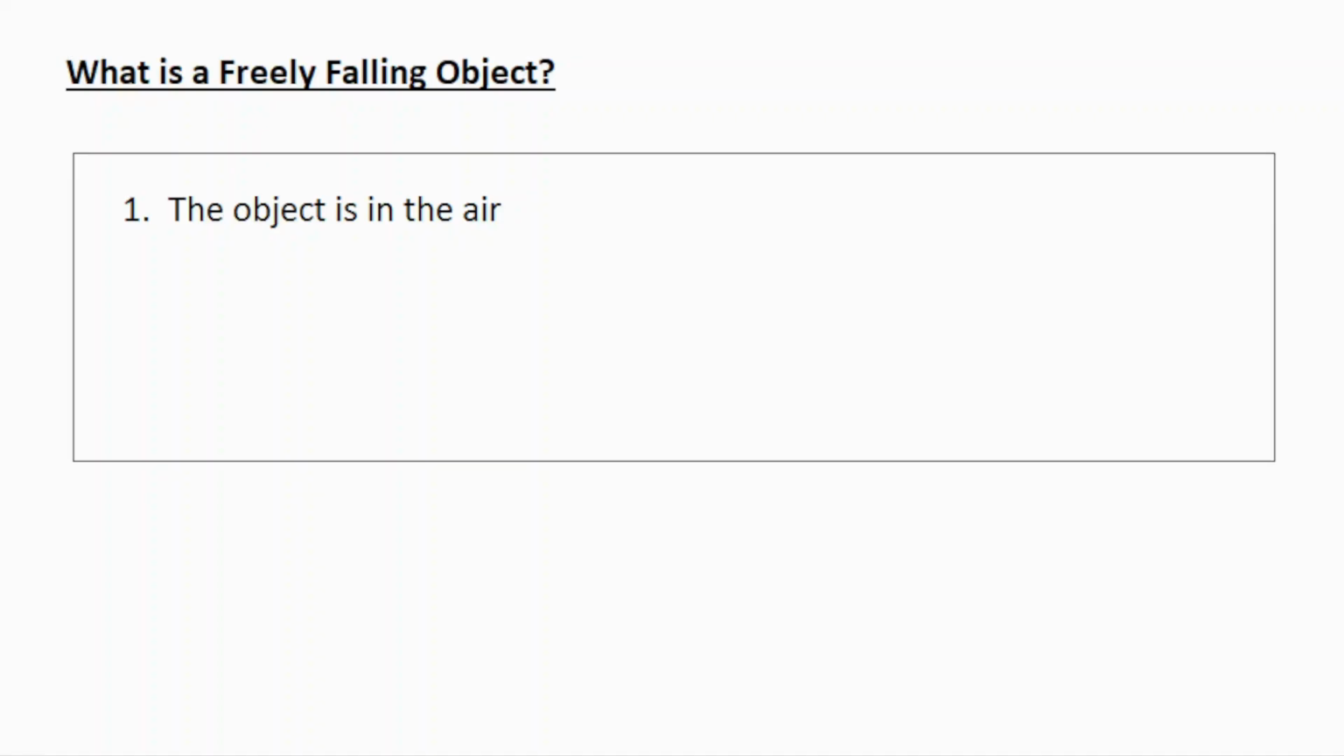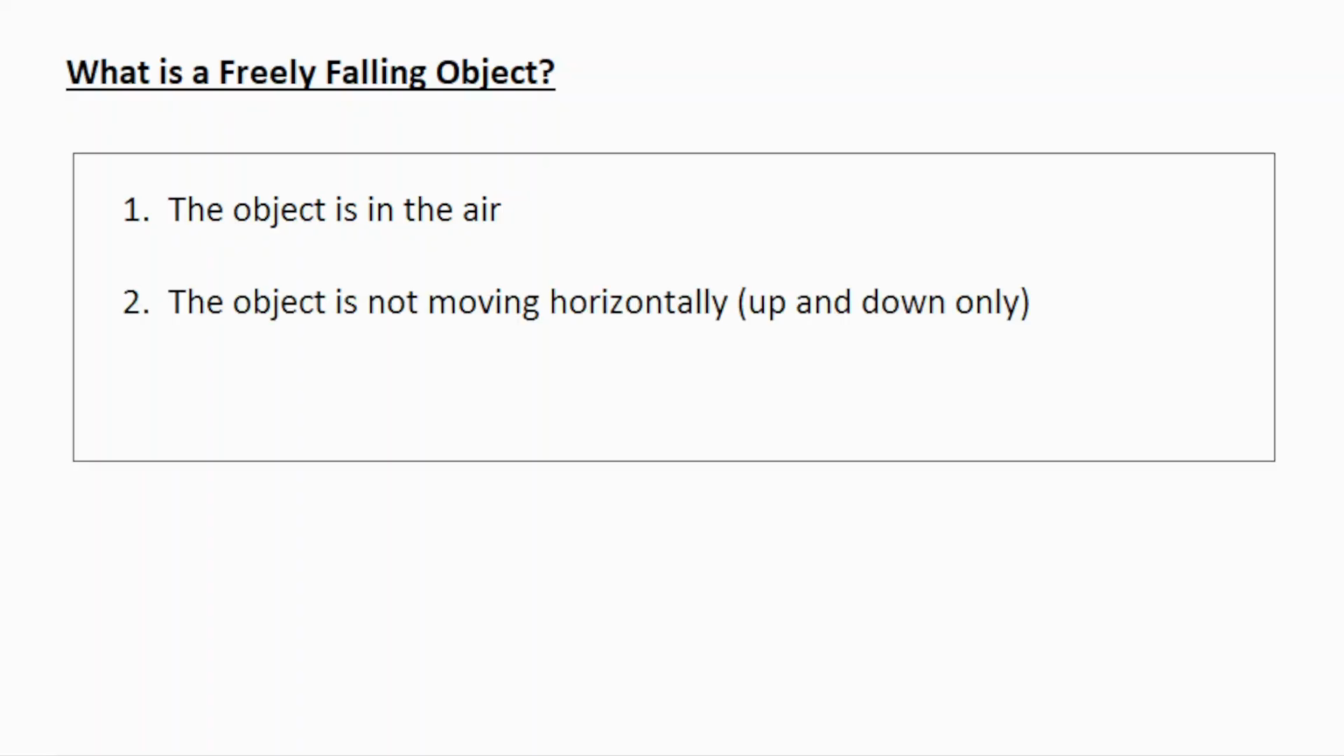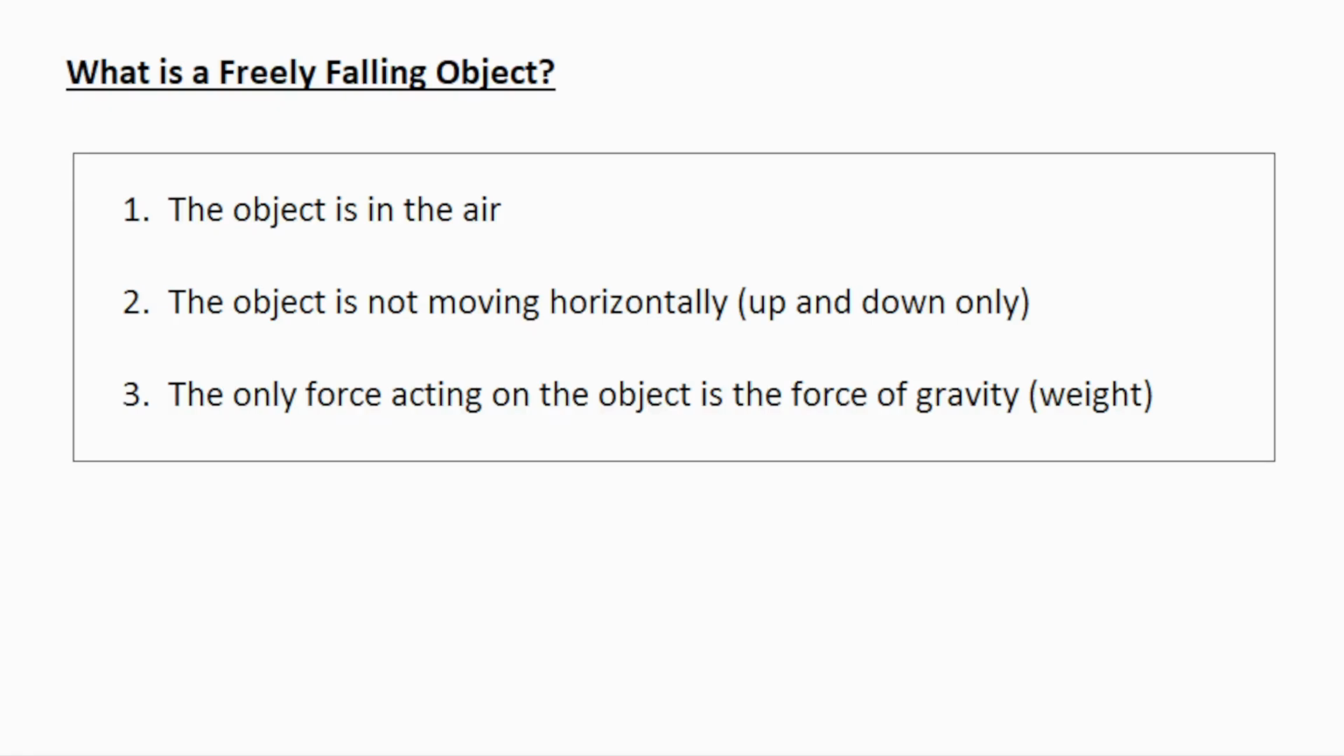What is a freely falling object? There are 3 conditions. The first is that the object is in the air. The second is that the object is not moving horizontally. It is moving in the vertical plane only. And third is that the only force acting on the object is the force of gravity or weight.